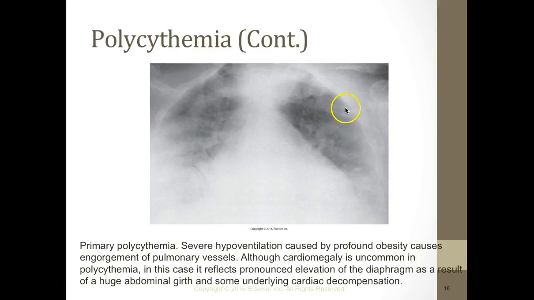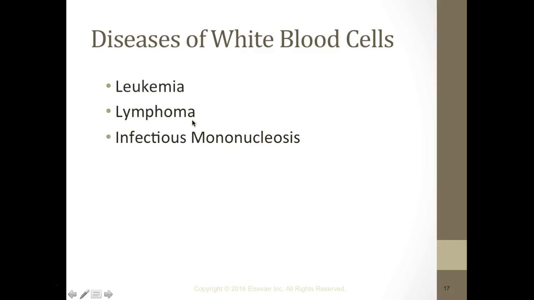So you can see here, these lungs look terrible. There is severe hypoventilation caused by profound obesity. This patient is very large. And there is enlargement of the pulmonary vessels along with cardiomegaly. Cardiomegaly is not common, but this patient has it. Yeah, this is a problem. You can see these lung fields do not look right or normal. A decrease in your white blood cells, we're talking about leukemia, lymphoma, and infectious mononucleosis.